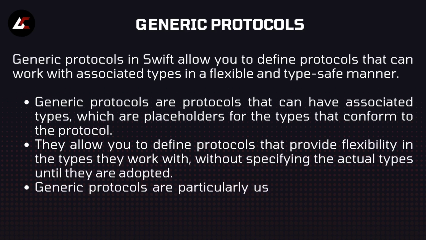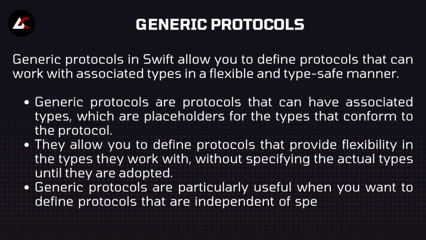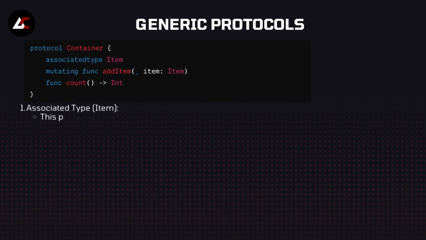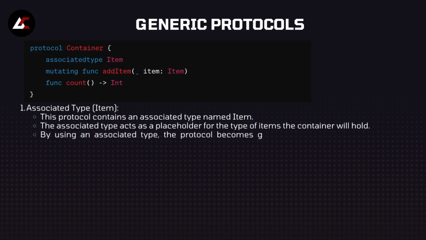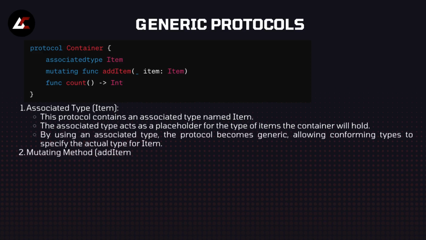Generic protocols are particularly useful when you want to define protocols that are independent of specific data types but still enforce type safety. In this example, the protocol contains an associated type named Item. The associated type acts as a placeholder for the type of item the container will hold. By using an associated type, the protocol becomes generic, allowing conforming types to specify the actual type for Item.